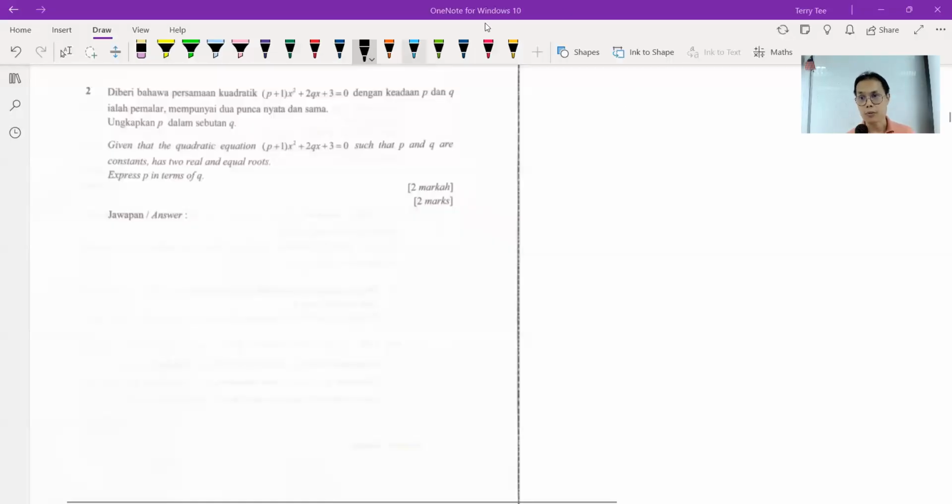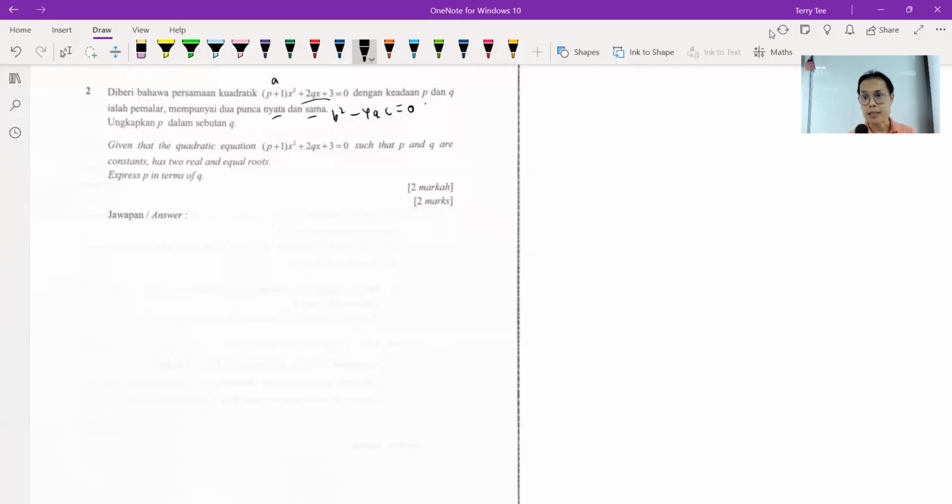Number 2, this is from the chapter Quadratic Equation or Persamaan Kuadratik. Diberi bahawa persamaan kuadratik p plus 1 x squared plus 2qx plus 3 dengan keadaan p dan q ialah pemalar mempunyai dua punca nyata dan sama. Dua punca nyata sama means real and equal roots, or we say our b squared minus 4ac value should be equal to 0.